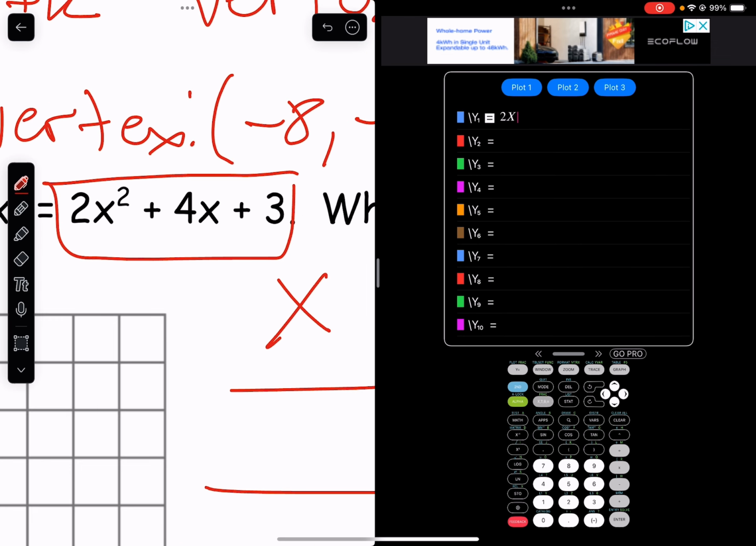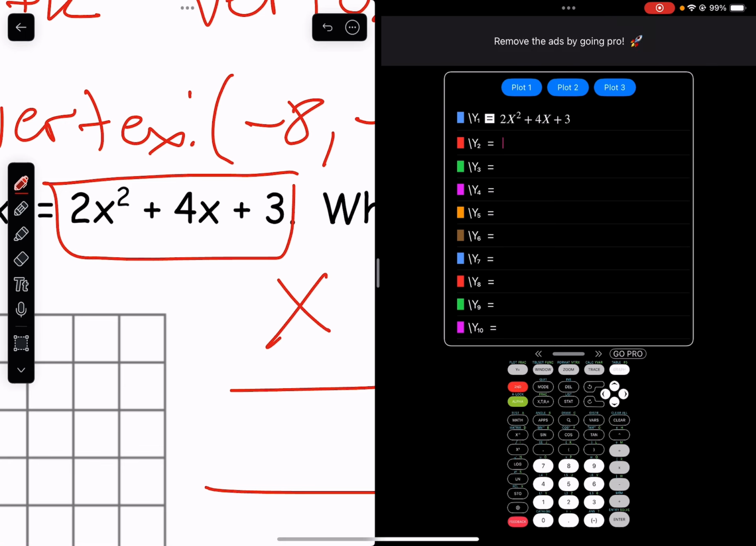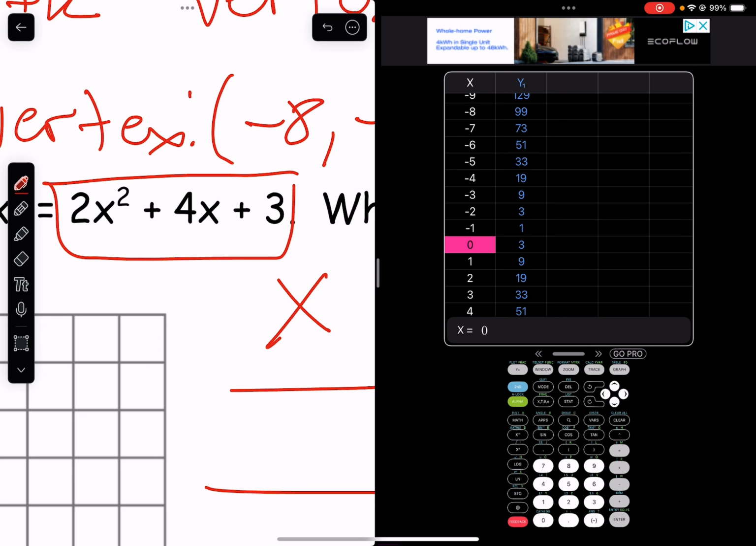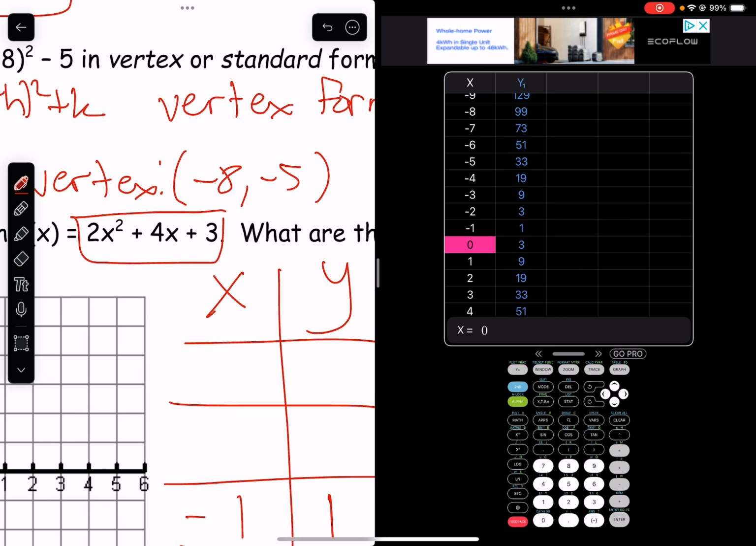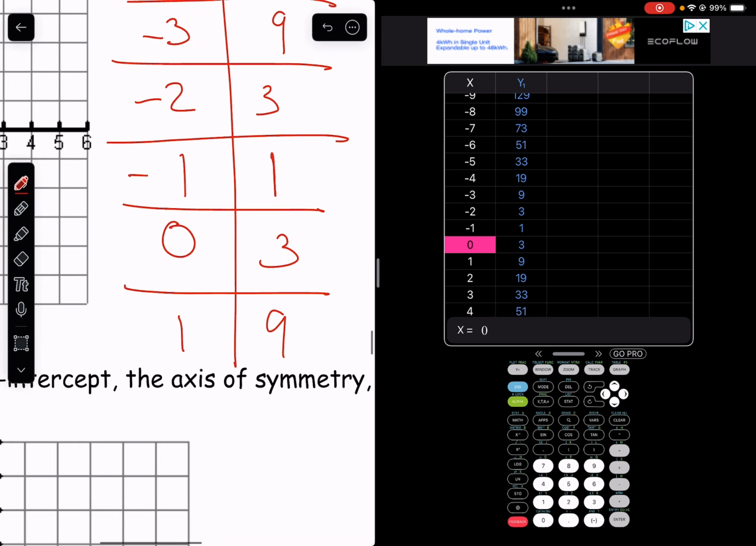I get 2x squared plus 4x plus 3. All right, and just like my vertex form, it's going to make a table that I can use here. So when I do alpha, second graph, it makes my table for me. And I can see that I do have my vertex, -1, comma 1 there. I can do my 2 points ahead, which is going to be -3, 9, and -2, 3. And then my 2 points in front of here, which is going to be 0, 3, and 1, 9.